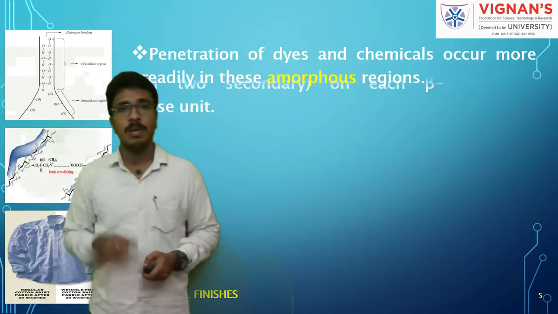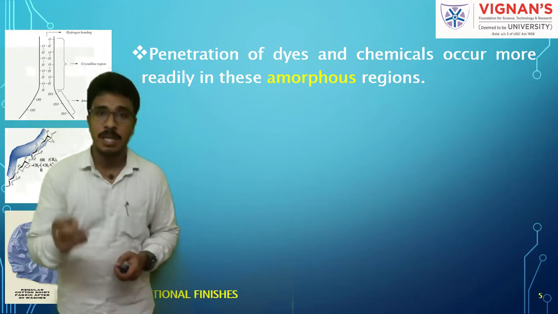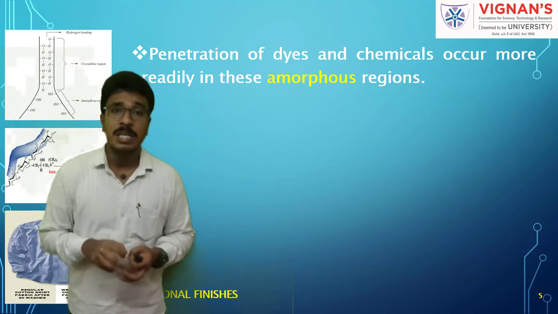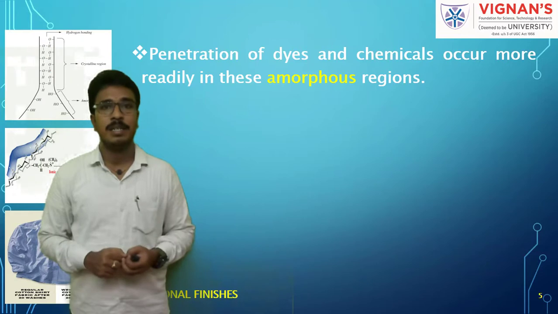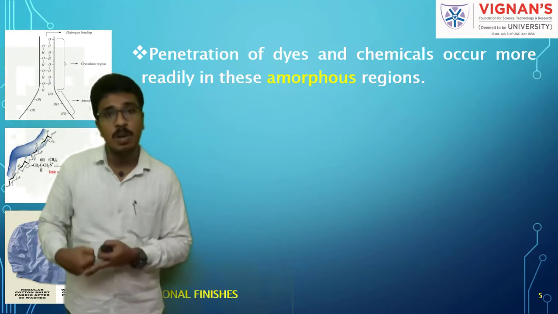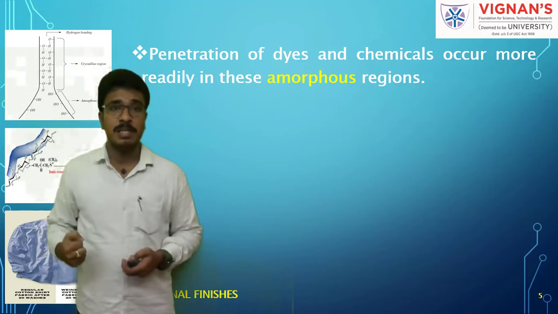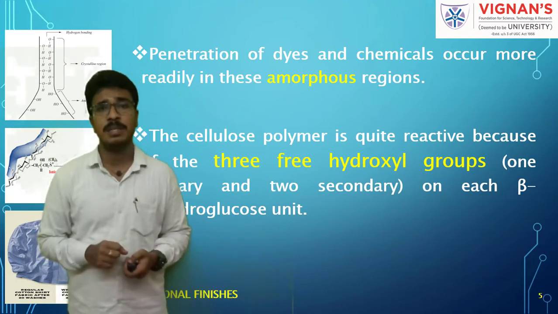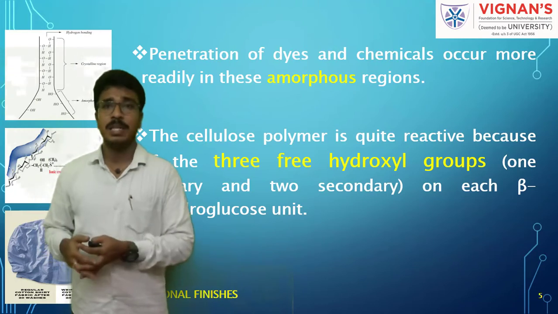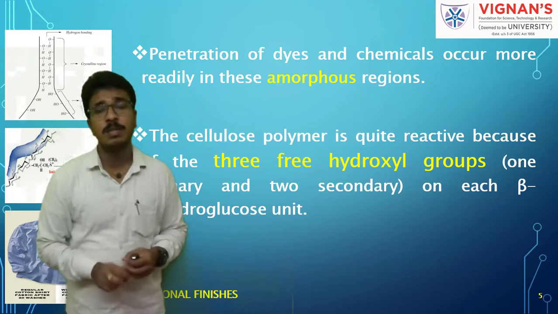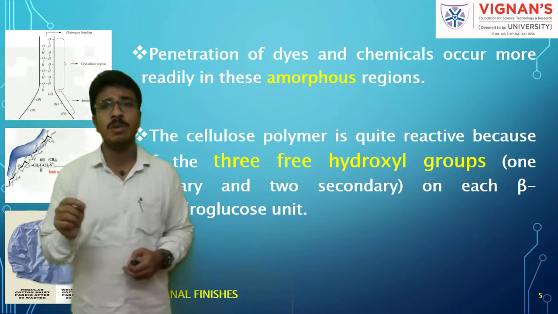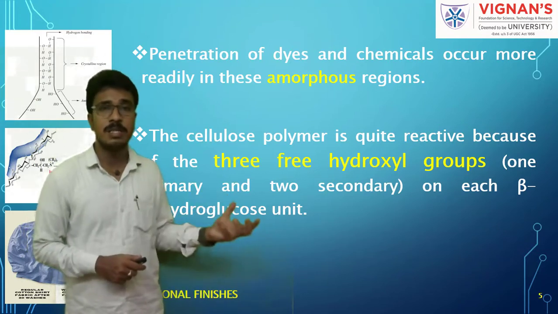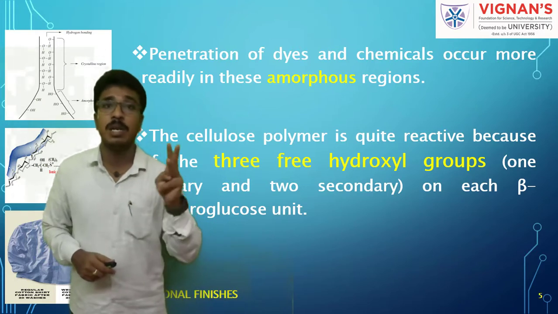Now, if you look at the amorphous regions, because of the irregular arrangement of molecules, you can see some kind of space is created inside. That will allow the penetration of dyes and chemicals more readily. And the cellulose polymer is quite reactive because it consists of 3 free hydroxyl groups. Even in the previous slide I have shown you, in cotton, that is the cellulose structure, we found 3 free hydroxyl groups.